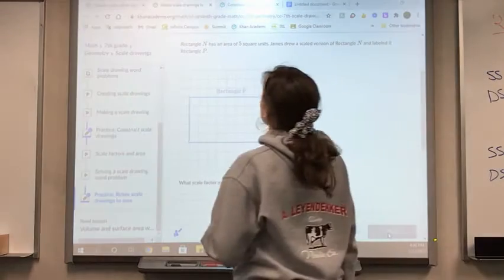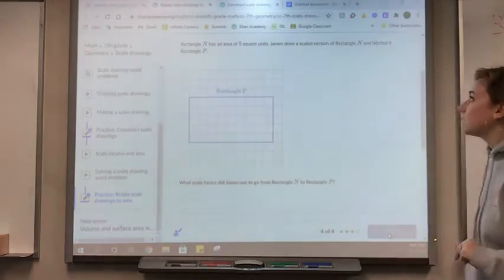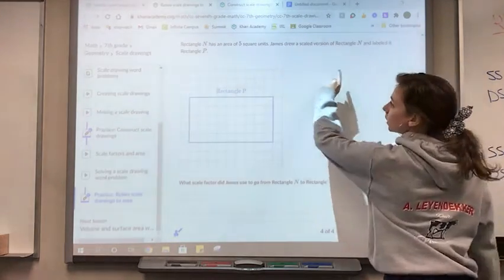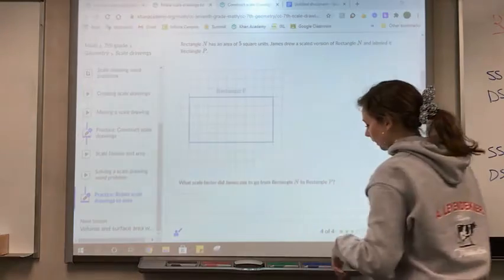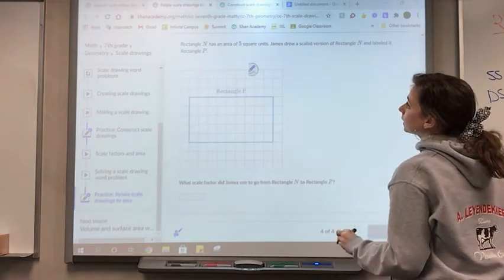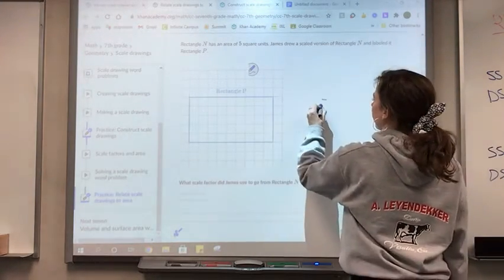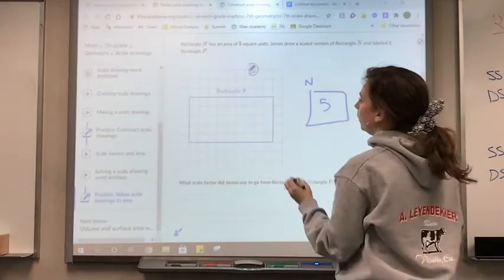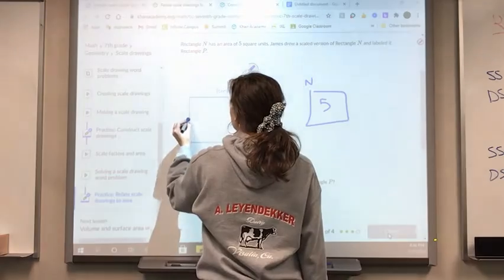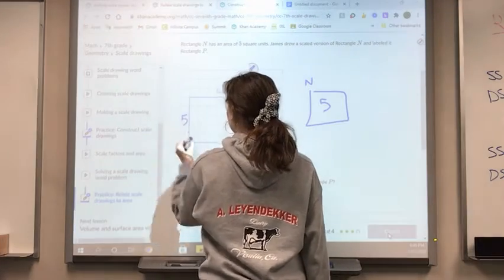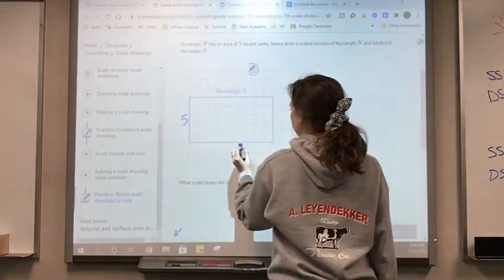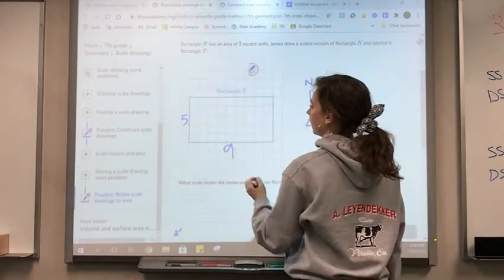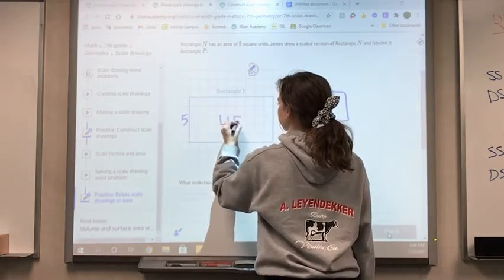All right, rectangle N has an area of 5 square units, and he drew a scaled version of rectangle N and labeled it rectangle P. So we have rectangle P right here. We know that the area of N is 5, right? This is N. And rectangle P has an area of 1, 2, 3, 4, 5 by 1, 2, 3, 4, 5, 6, 7, 8, 9. 5 and 9, so that is 45.